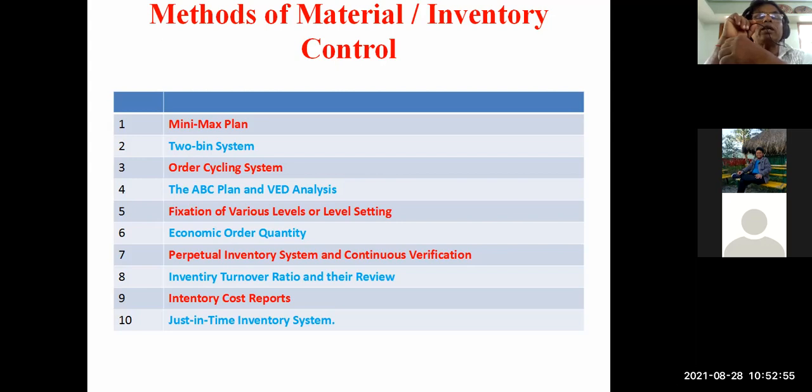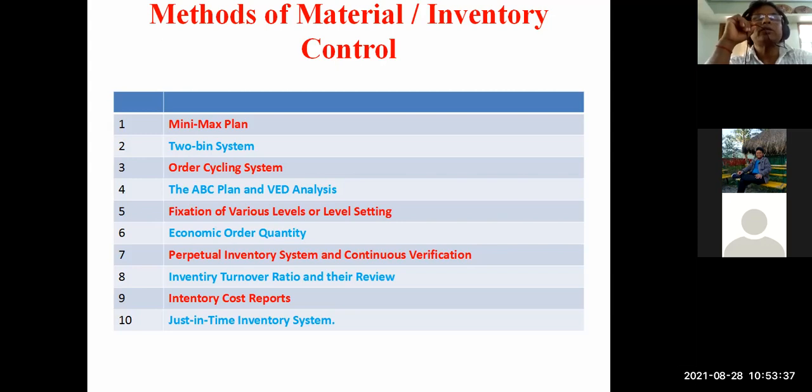And then ABC analysis, ABC plan and VED analysis. See, ABC plan and VED analysis, these are very interesting. You should be getting one chapter on this later on. Under ABC plan, you divide your goods, your raw materials or your inventories into three parts, A, B and C, three groups. Suppose I give you an example: your diamond and your bricks, both are material, but are they of the same value? Diamond and brick, you know where you keep the diamond and where you keep the bricks. So this way you categorize, discriminate.